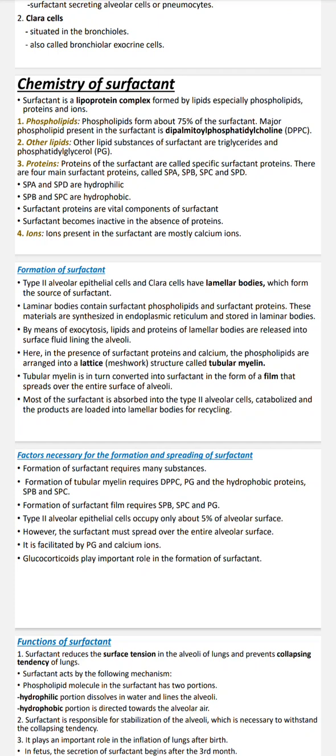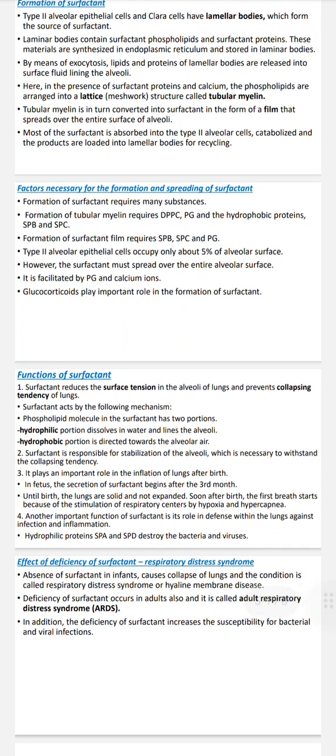There are factors which are necessary for the formation as well as spreading of surfactant. Formation of surfactant requires many substances. The formation of tubular myelin requires DPPC, PG as well as the hydrophobic proteins SPB and SPC. Formation of surfactant film requires SPB, SPC and the phosphoglycerides. Type 2 alveolar epithelial cells occupy only about 5% of the alveolar surface. However, the surfactant must spread over the entire alveolar surface. It is facilitated by PG as well as the calcium ions. The glucocorticoids play an important role in the formation of surfactant.